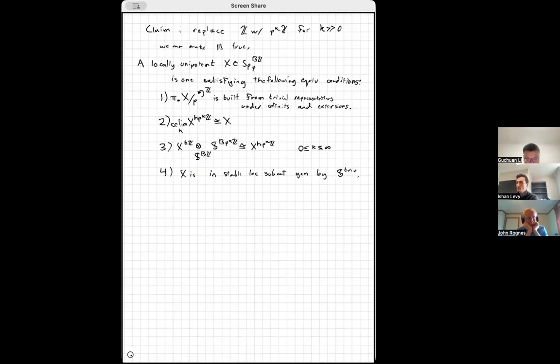And so this condition is sort of saying that if you let k get very, very large, then you're approaching x, which is something that clearly just depends on the underlying spectrum of x. So it would be the same, for example, if x had a trivial action.